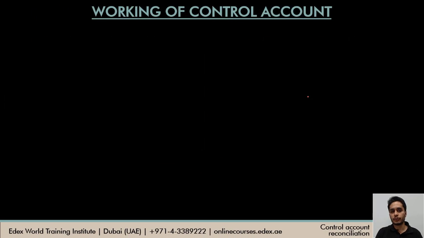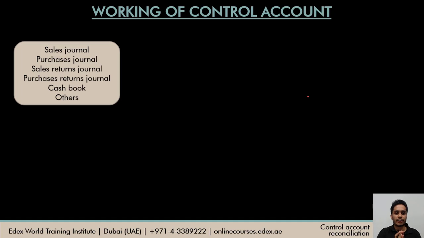Let's understand the working of control accounts. Now, you would be aware that control accounts are prepared using figures that are taken directly from the books of prime entries. You could take the figures from individual ledger accounts, but that is usually not done. It is always preferred to prepare the control accounts using the figures extracted from the books of prime entries. So here we have a set of books of prime entries that will include your day books, your cash book, and other books like petty cash book, etc.